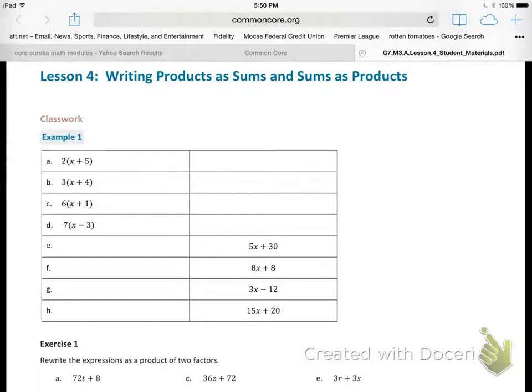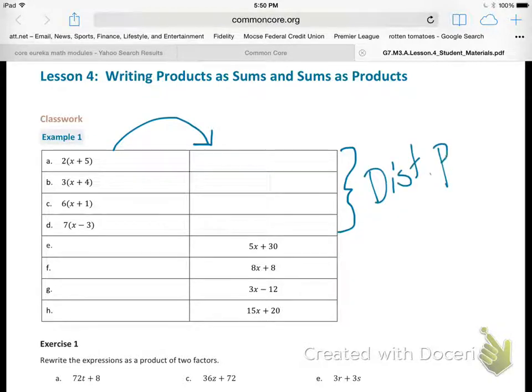Okay, so to start us off here, I'd like you to go ahead and write equivalent expressions for all of these. Take as much time as you want. For A, B, C, and D, you are going to use the distributive property to go from here to here.